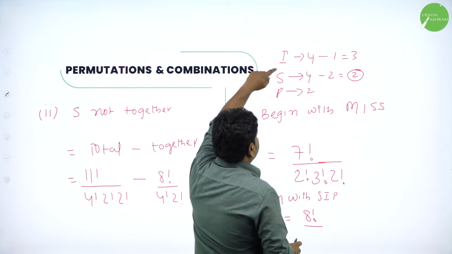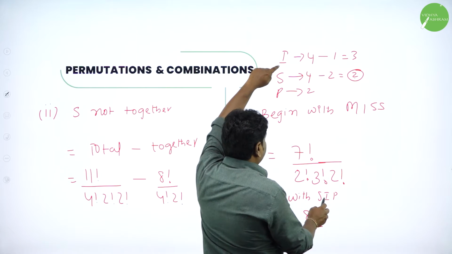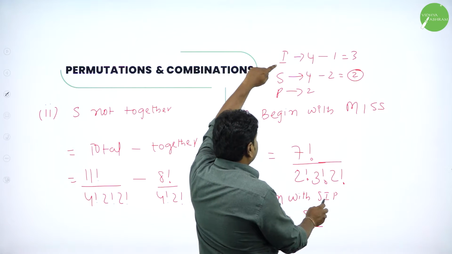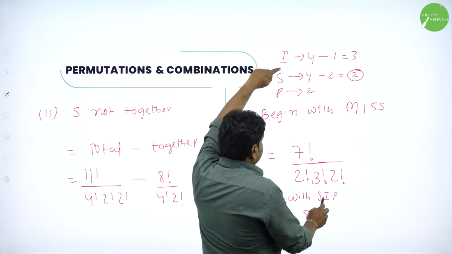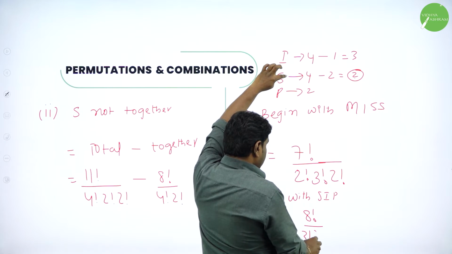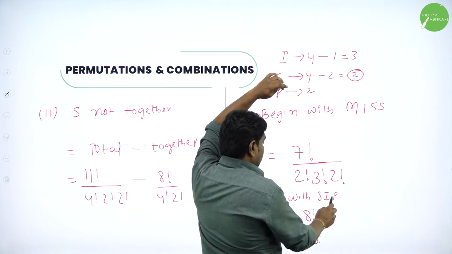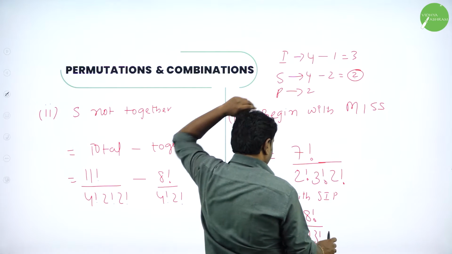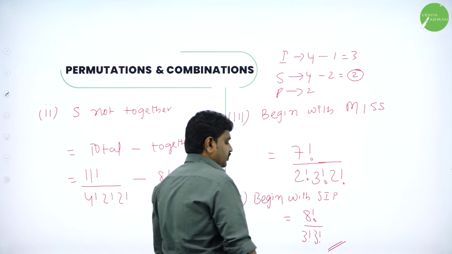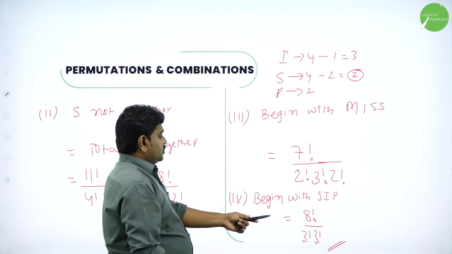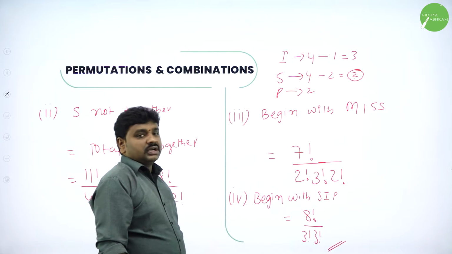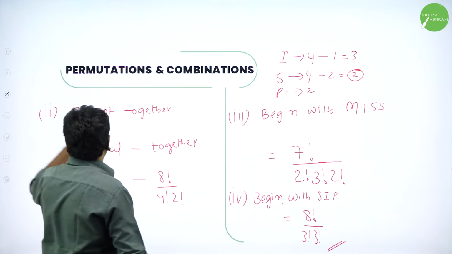But here, P is repeated 4 times, one I already wrote here, so the remaining is 3. And S is repeated 4 times, one I wrote here, that's why the remaining is 3. P is repeated 2 times but 1 already written, so you need not write it again. So that's it. So this many letters begin with what? SIP.